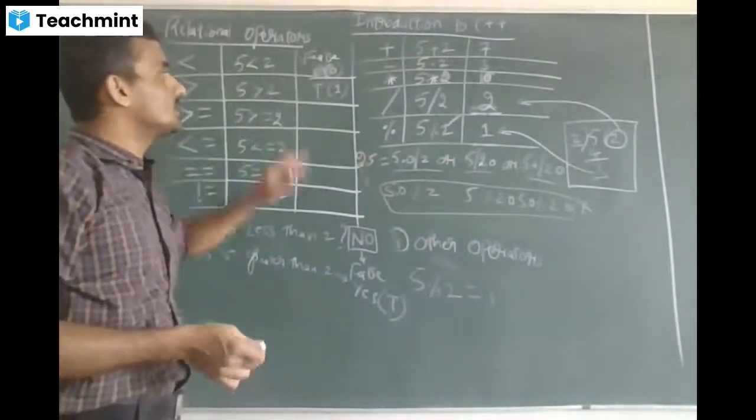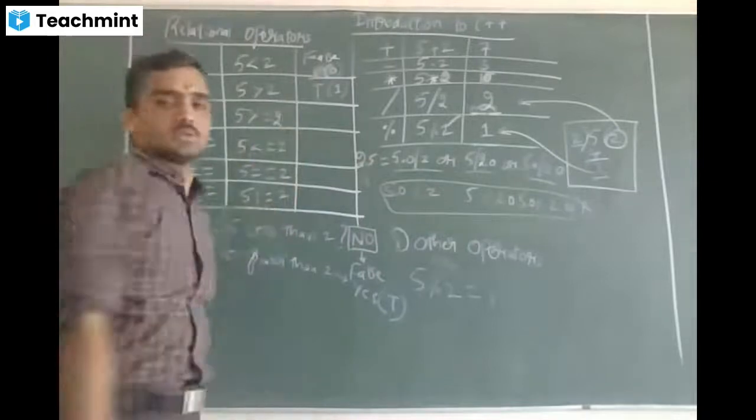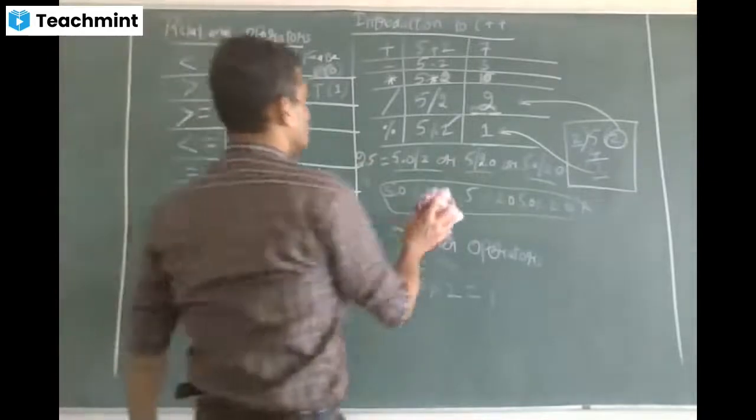Next is 5 greater than or equals to 2. Here you should be very careful. I will tell you why it is like that.